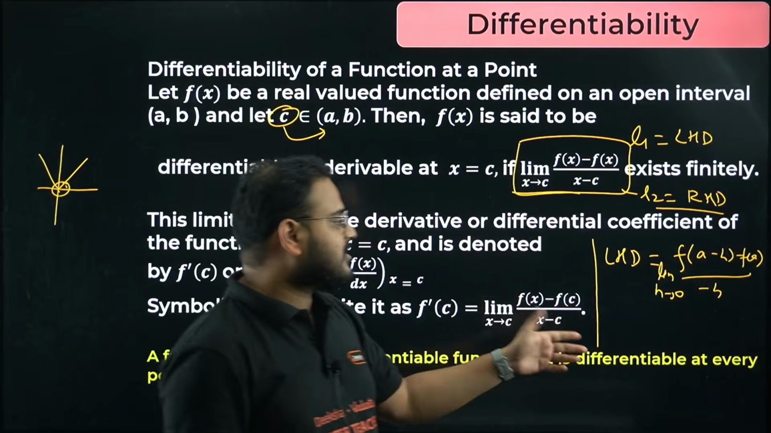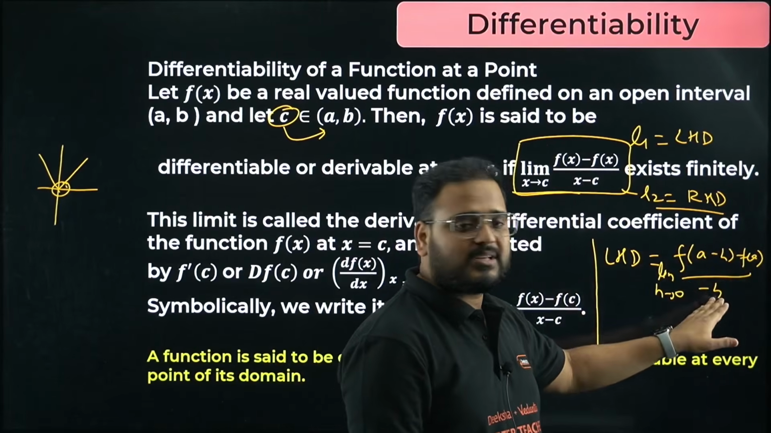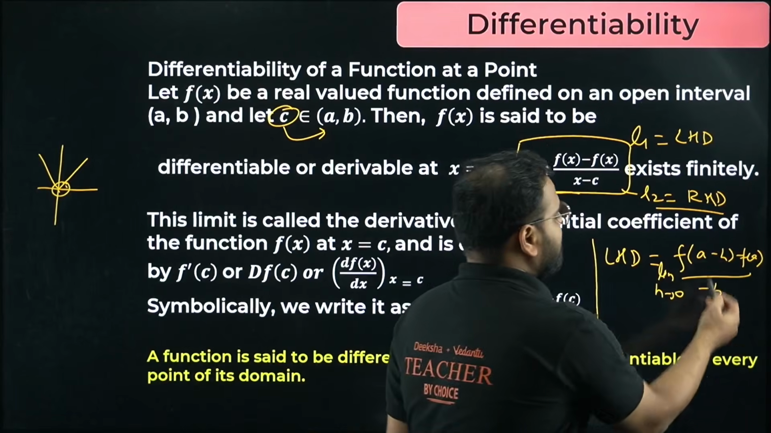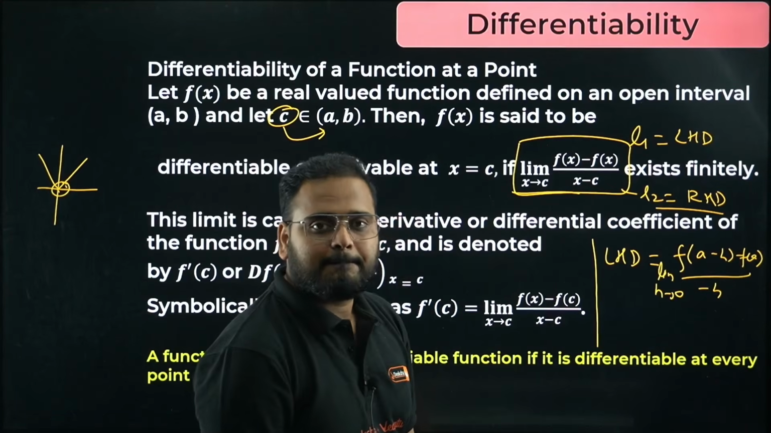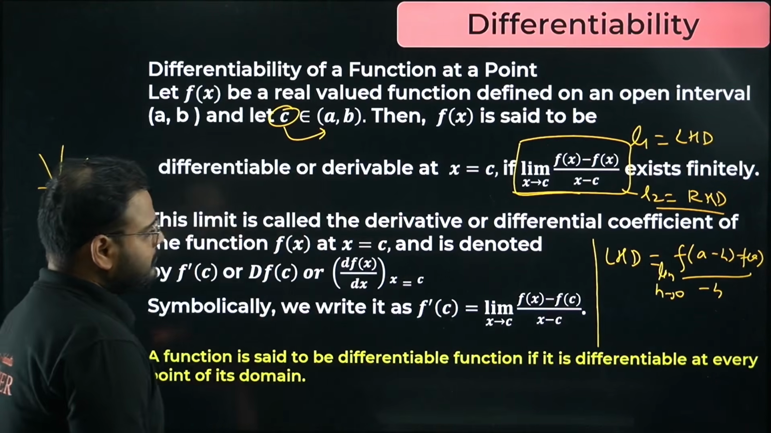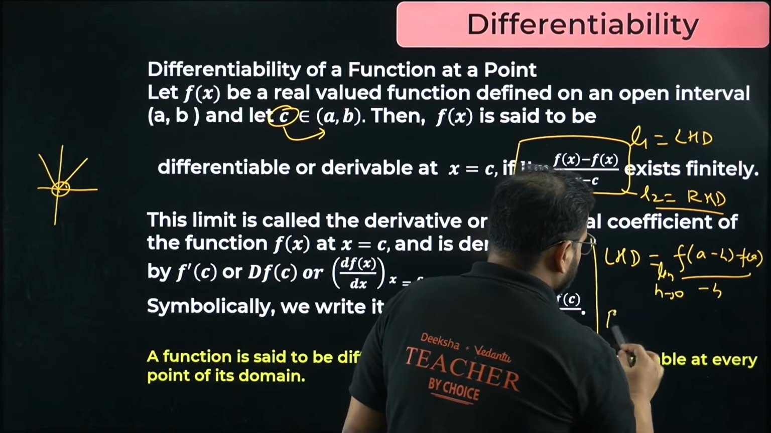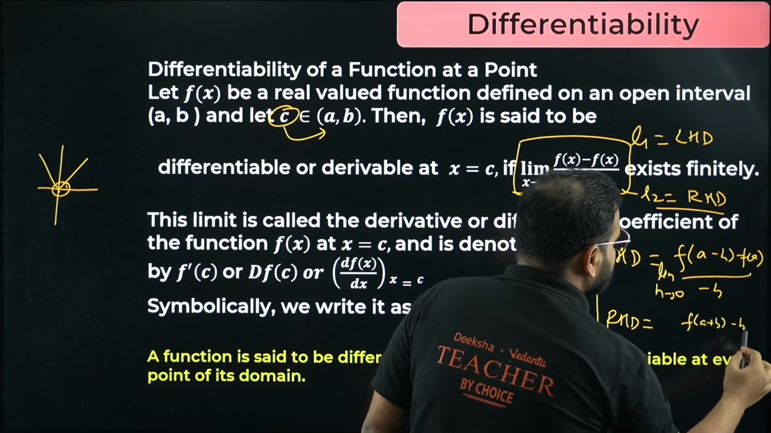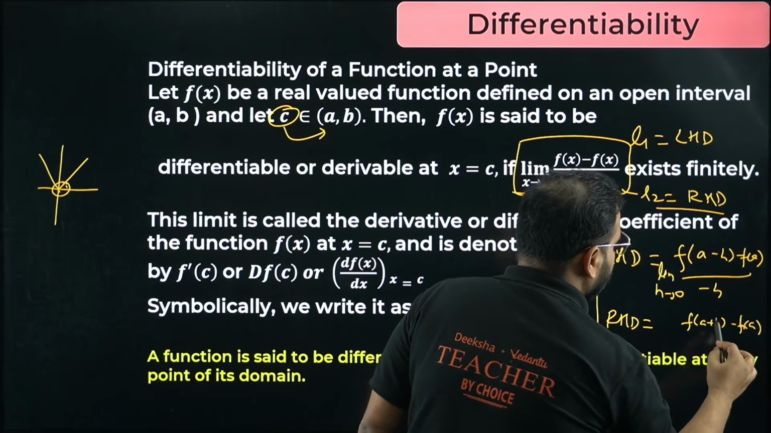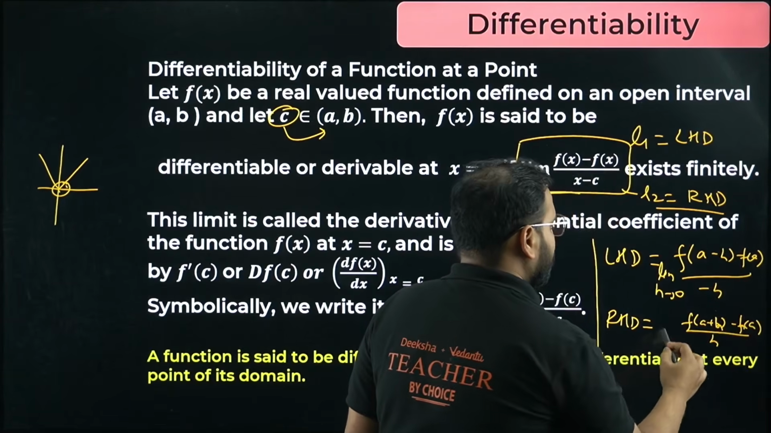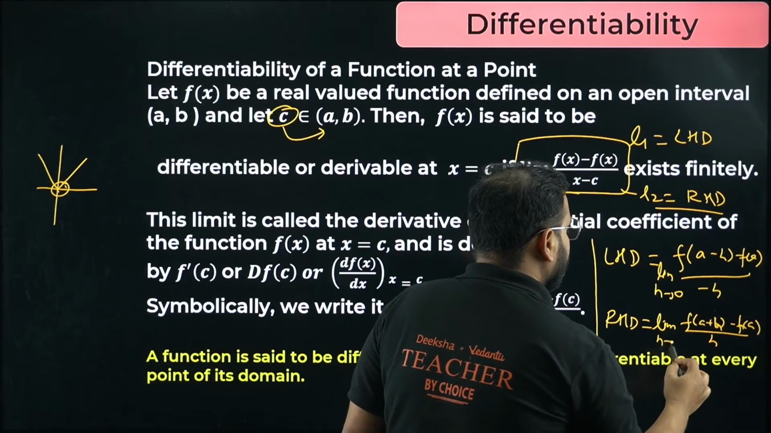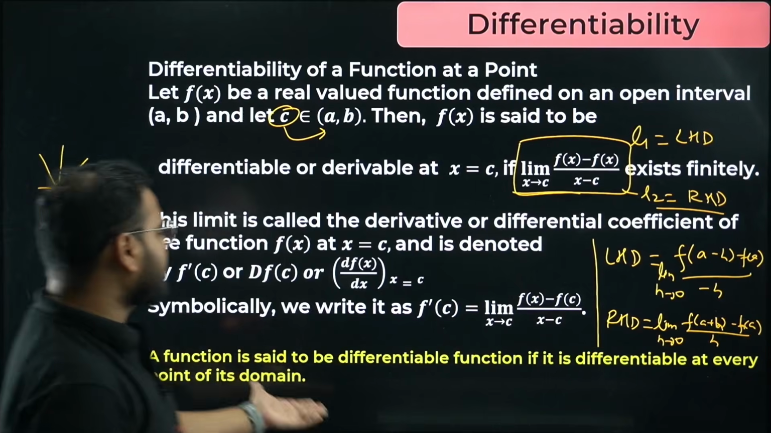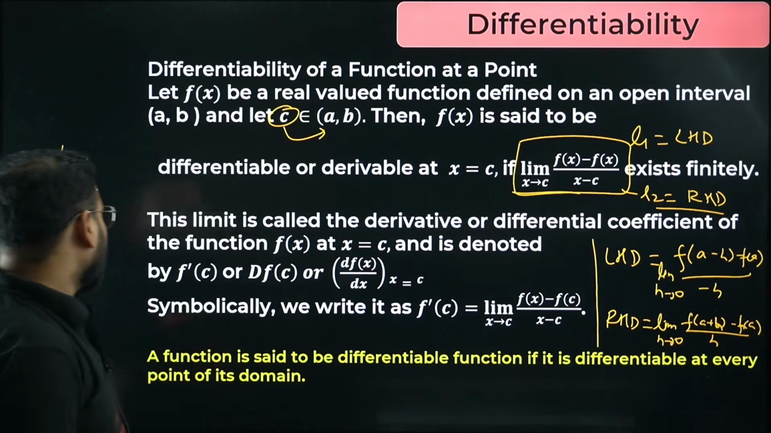Same goes with RHD, where it will become plus h. So RHD will be given by f of a plus h minus f of a, divided by h, with limit h tends to 0. A function is said to be a differentiable function if it is differentiable at every point in its domain.